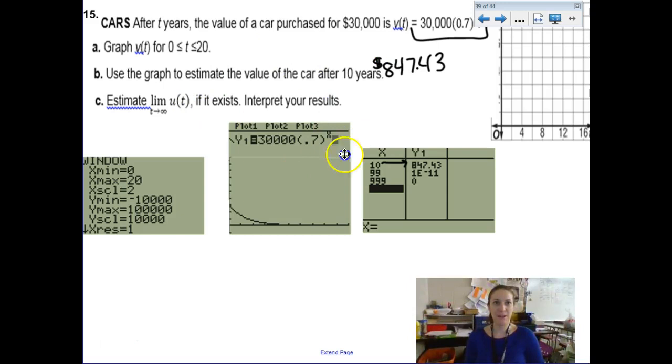So then they want me to estimate as time increases to forever. Well, obviously you're not going to have a car forever, but look what happens to the value of the car. At some point, the car is going to be worth nothing. So it's approaching 0. And that makes sense. It's not actually going to go negative. You can't have a negative value of a car. And at some point, the car is just literally worthless or useless to you.